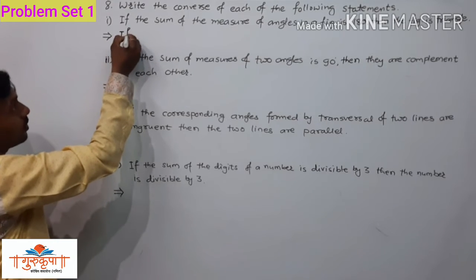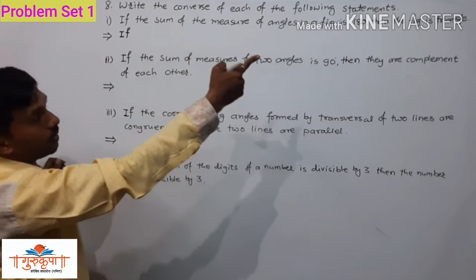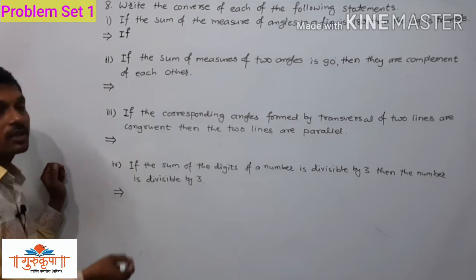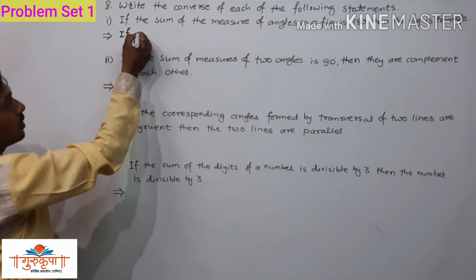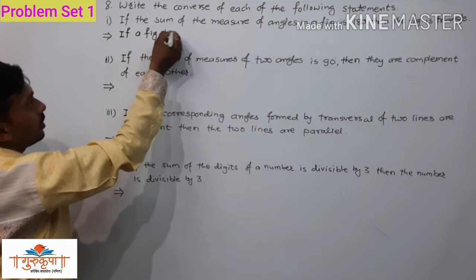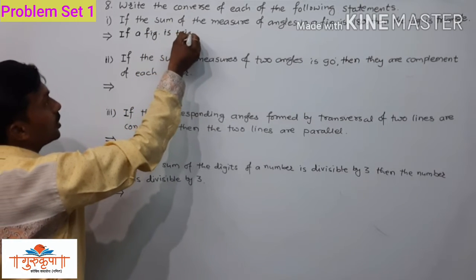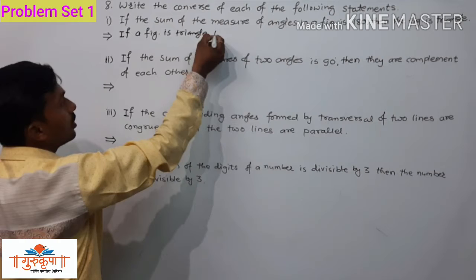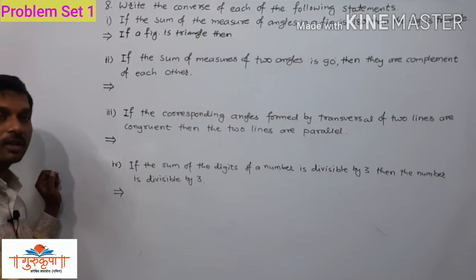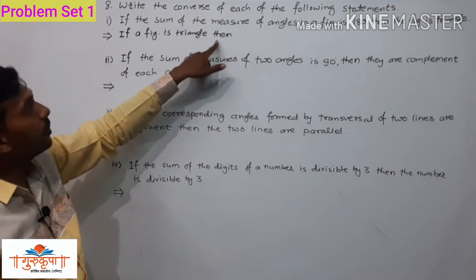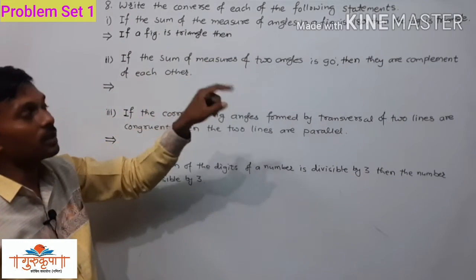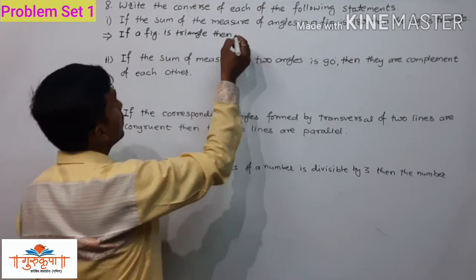If. Now we have to write the part which is after then. If a figure is triangle, then. Now we have to write the part after if. The sum of the measure of angles in the figure is 180 degrees.